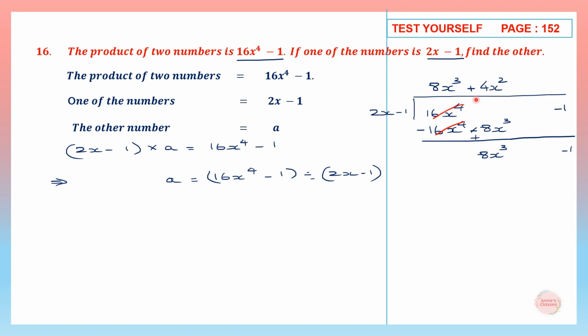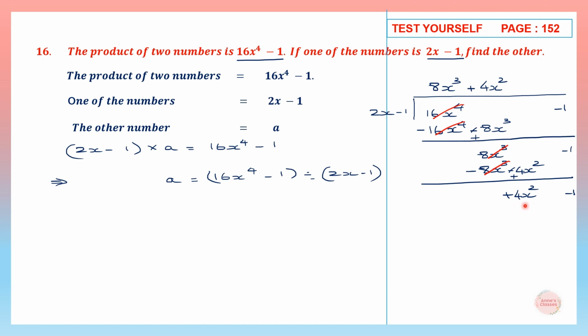Next step is to multiply this with each term here. So 4x square into 2x: 4 twos are 8, so let's write 8 first. Then x square into x is x to the power of 3. Then 4x square into minus 1 is minus 4x square. Now let's subtract these two. So this becomes minus and this becomes plus. Here these two get cancelled, and here we have plus 4x square, and at the end we have minus 1.